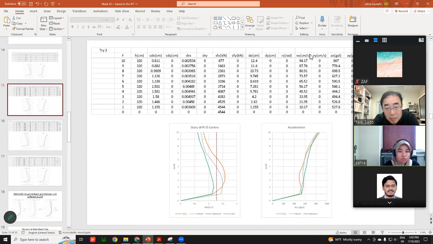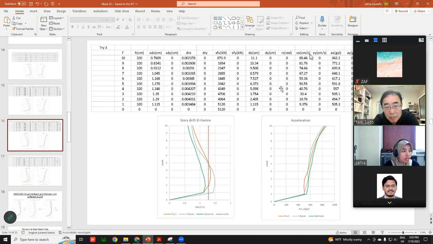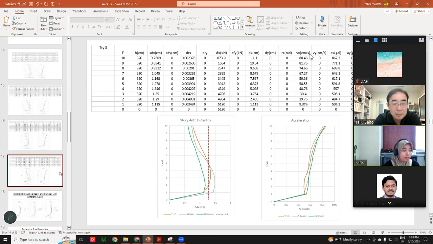And then we put the top as metallic damper and the bottom as viscoelastic plus metallic damper. If you see the orange color, the story drift doesn't change, it actually gets worse. And then the third trial, we put viscoelastic damper on top and bottom, and the middle is metallic damper. It also reduces a bit, but the orange color is already over the limit of the drift.